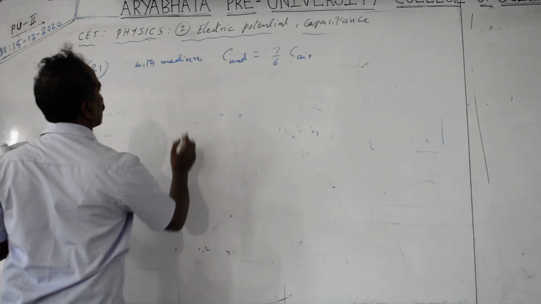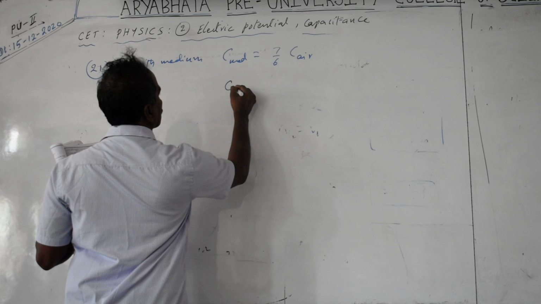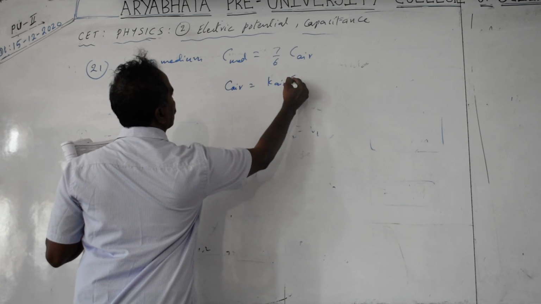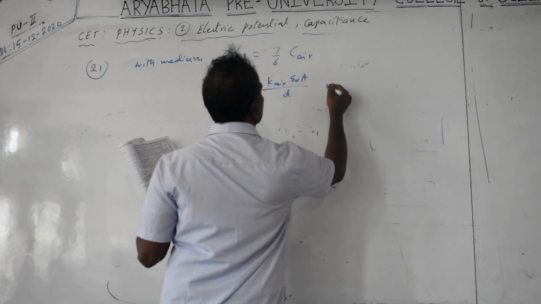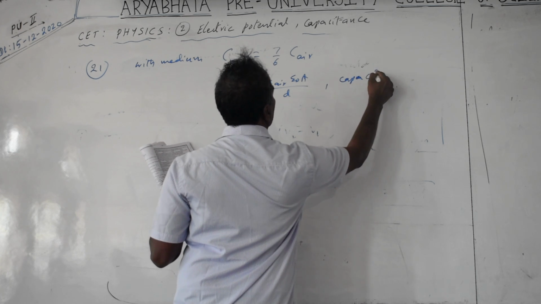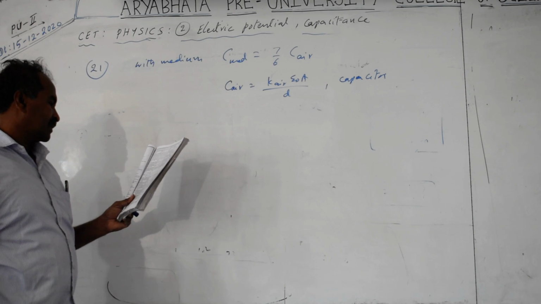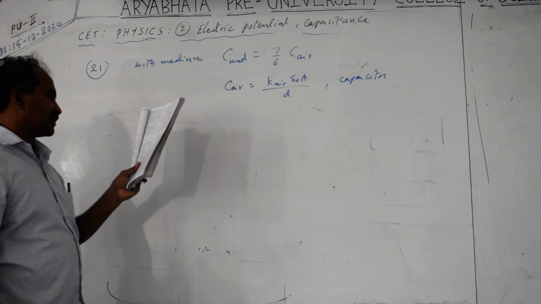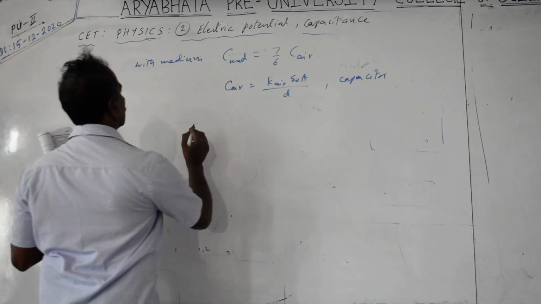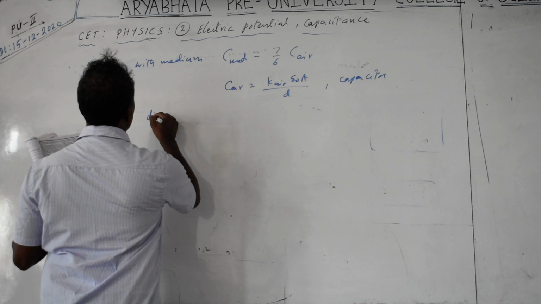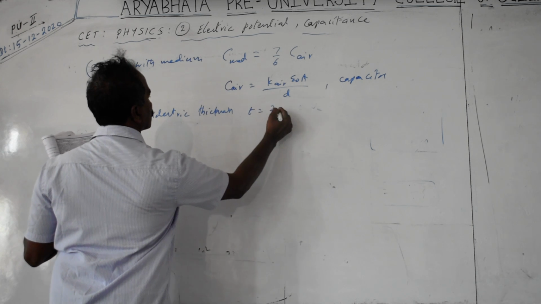What is C air? C air is nothing but epsilon naught A by D, that is K air into epsilon naught A by D for the parallel plate capacitor. The K air is equal to 1. Next, what they told is, in the case of the medium, they introduce the dielectric. Thickness T is 2 by 3 times D, that is T equals 2D by 3.